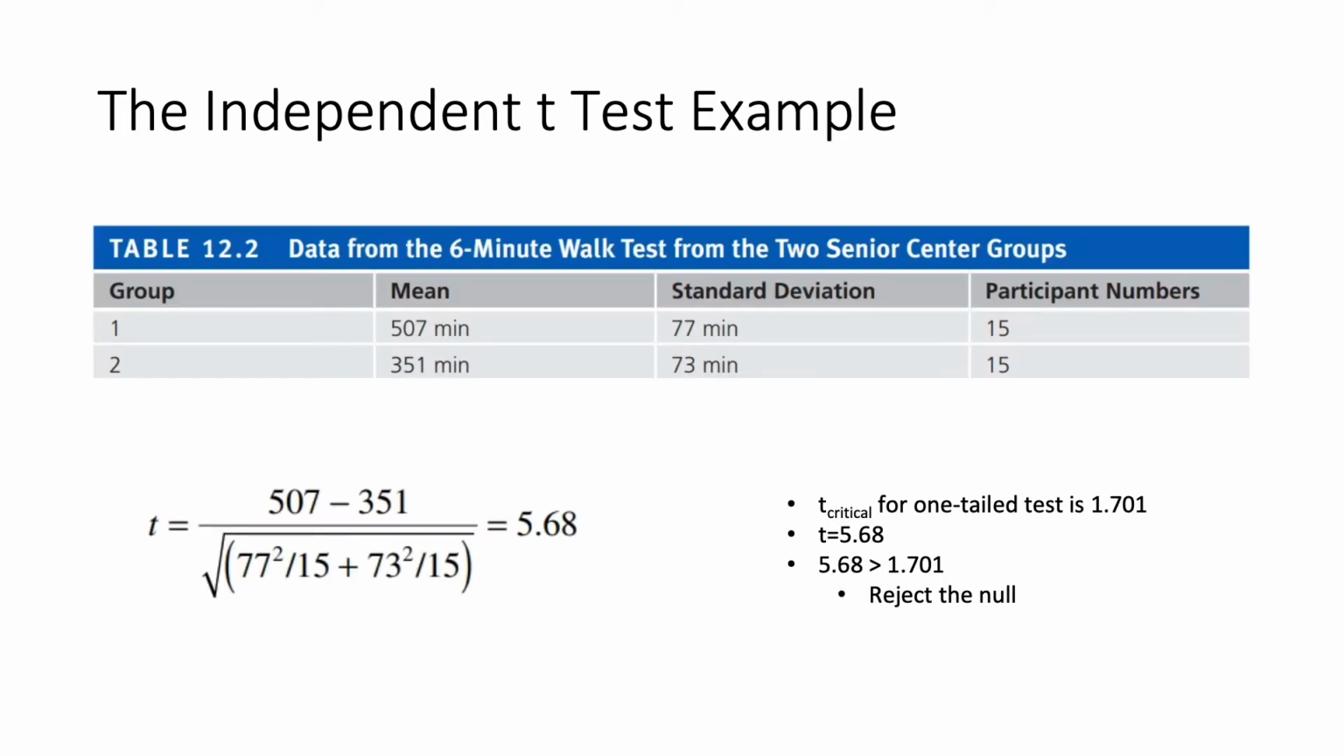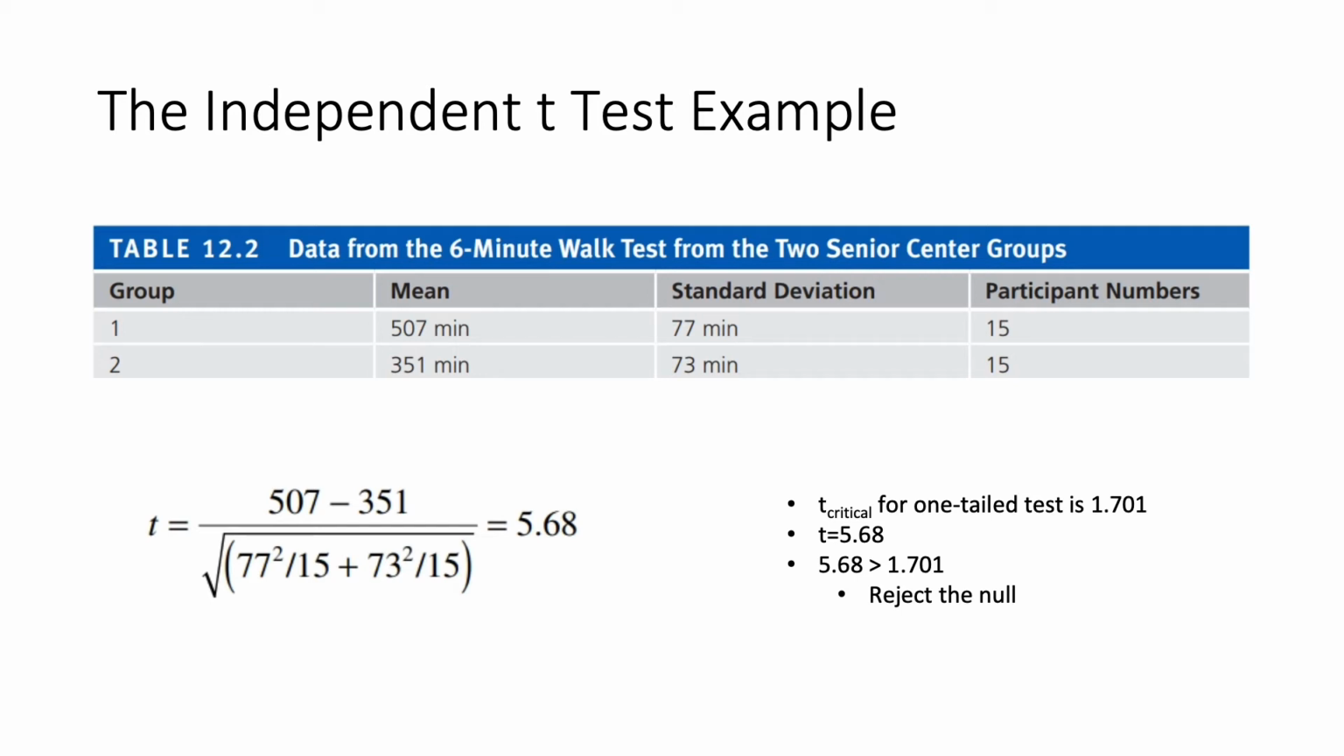In this example, we're looking at the 6-minute walk test from two different senior center groups. Again, you'll want to create a null and alternative hypothesis. The null hypothesis will state that walking group 1 will not be different from walking group 2. The directional hypothesis will state that walking group 1 will travel farther than walking group 2 during the 6-minute walk test. The alpha level that you're going to set is 0.05. You can see in group 1 that the mean is 507 minutes with a standard deviation of 77 minutes with 15 participants.